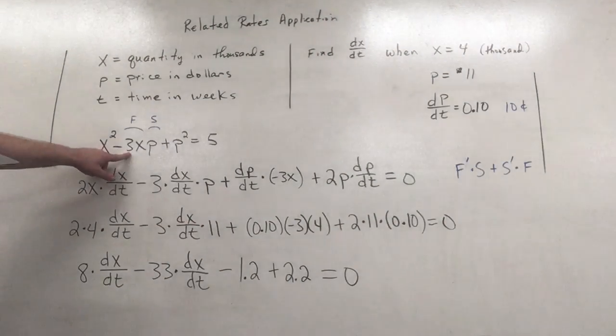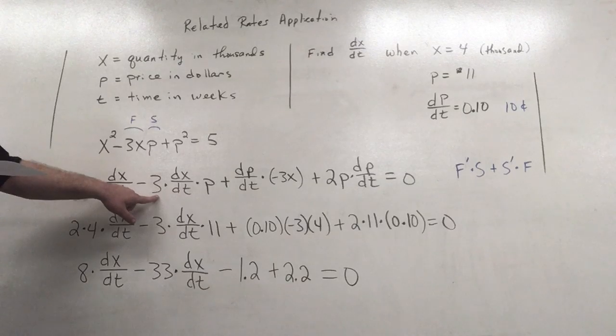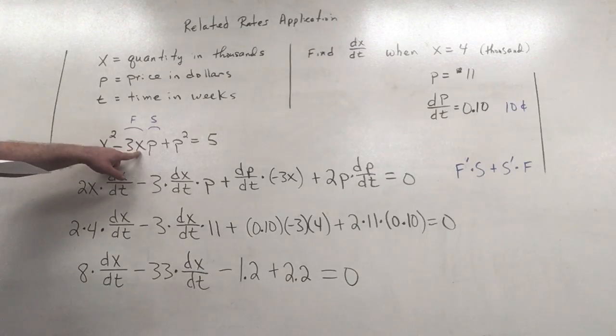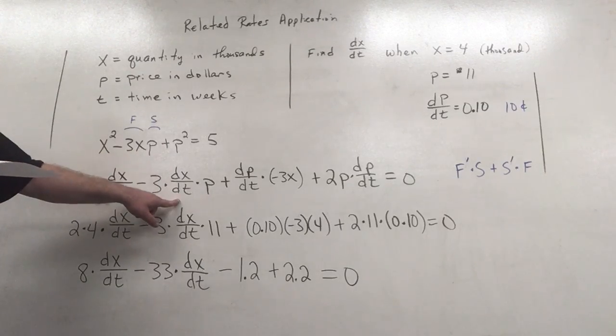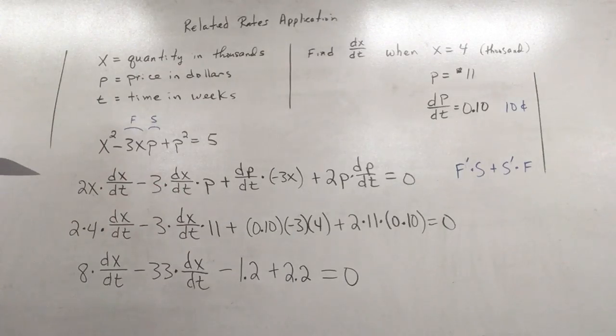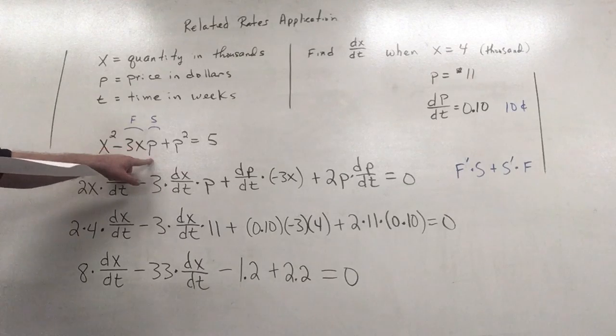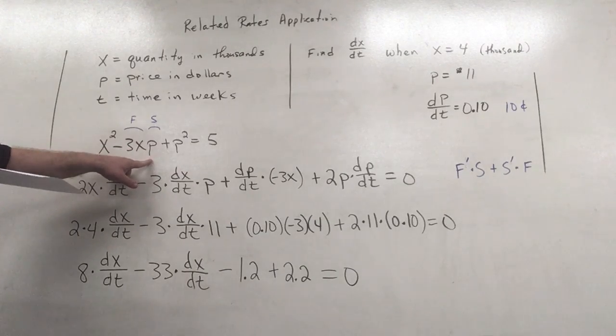Well, the derivative of minus 3x with respect to time, we carry the minus 3, and then we multiply that by the derivative of x with respect to time, which is dx over dt, and then we multiply that by the second function p. Then we add to that the derivative of the second function.